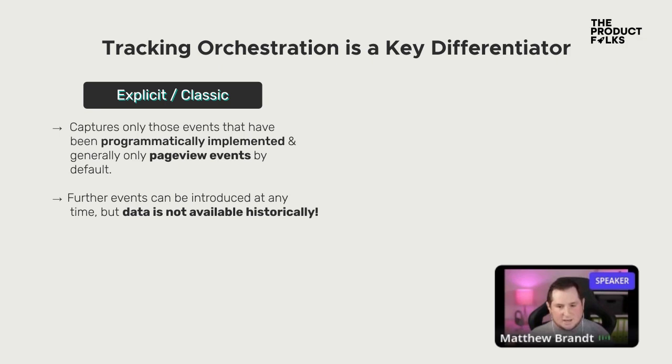Everything else can be introduced at any time. But this is the big thing. There's no data historically available. You can start tracking your purchase process, how to purchase a subscription to your product, on 1st of November, but you will not have any data before that. That is the big thing about explicit.